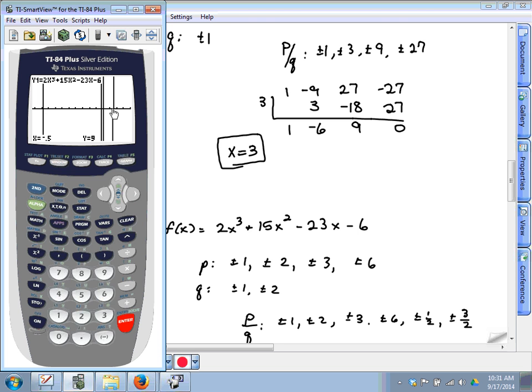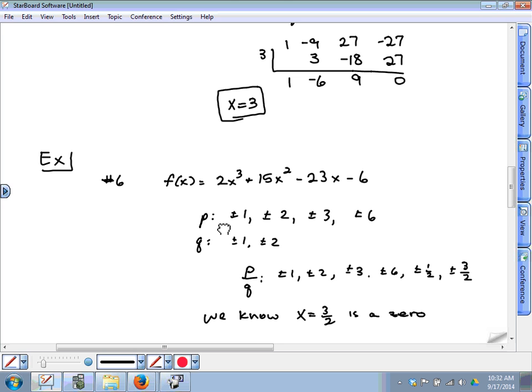This one doesn't work. This is our only other shot. What does that look like? Is it 1/2 or 1 1/2? It looks like 1.5, so 1 1/2, right? Yeah. Which fraction is that on here? 1 1/2 looks like it's 3/2. It is. So I'm going to hit trace, type in 1.5. Is it 1.5? Yeah. So we know that x equals 3/2 is a zero.